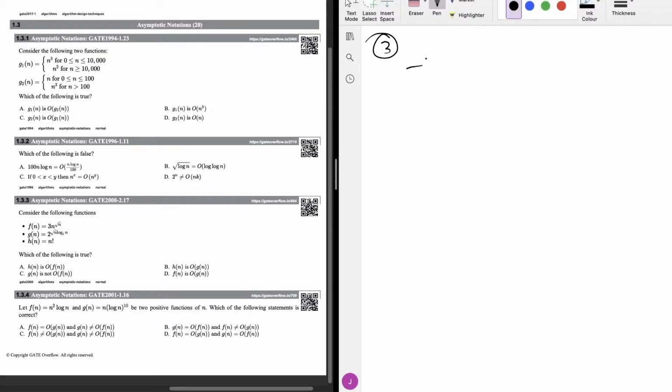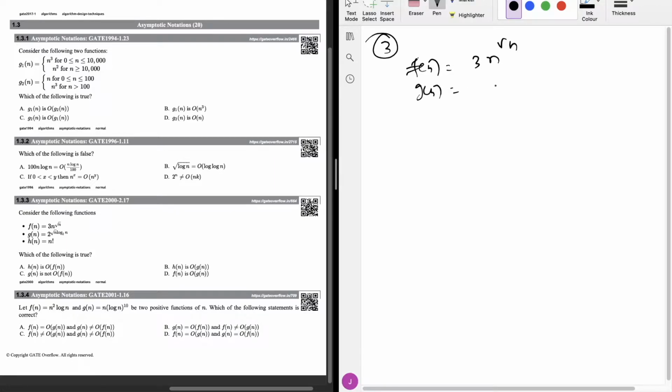So f of n is given as 3n power root n, and g of n is given as 2 power root n log n base 2, and h of n is given as n factorial. So we have to find out which one is greater and smaller after arranging them in increasing or decreasing order. That will be easy for us to find out which option is true, right? So let's find out which one is bigger.